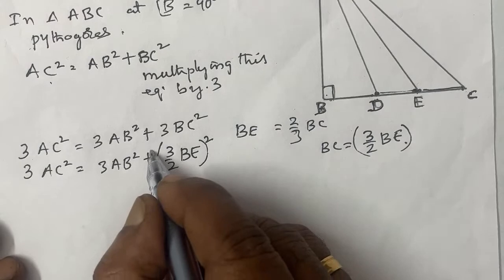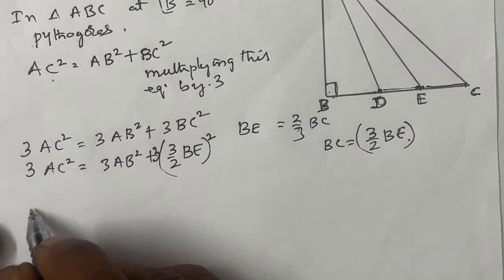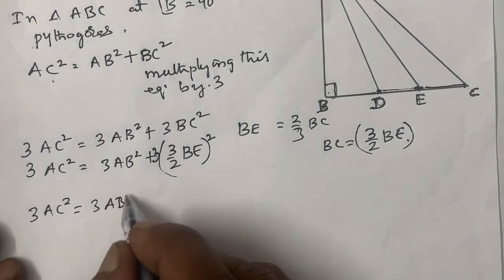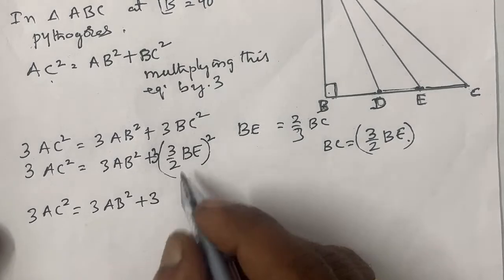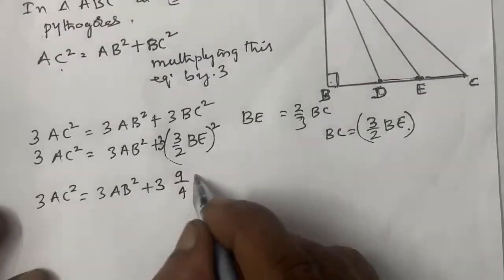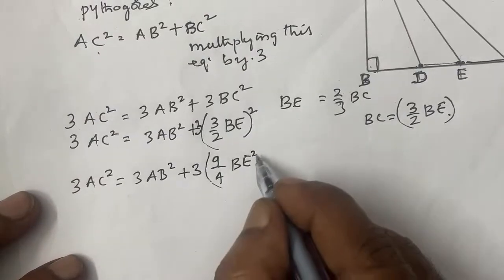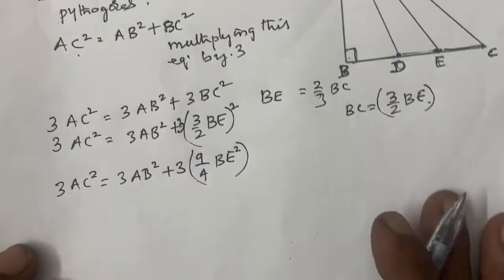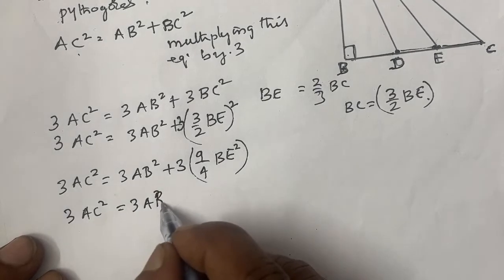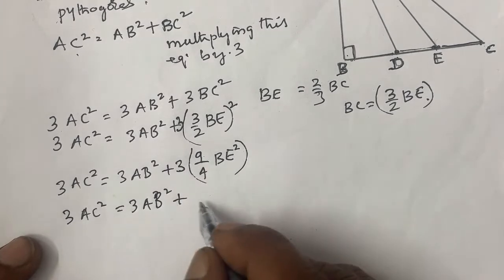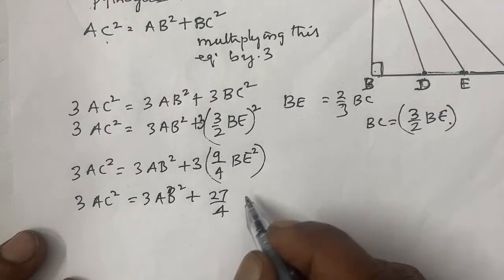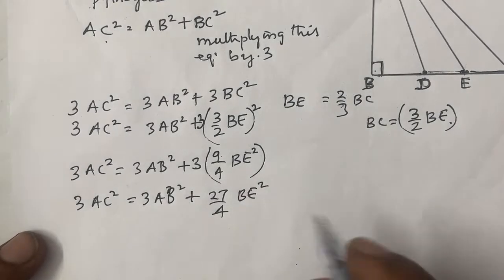And in front of AC already 3 is there. So now 3AC square plus 3AB square plus 3 into 3 square, which means 9, by 4 BE square. So now 3AC square plus 3AB square plus 3 nines are 27, 27 BE square, I got.